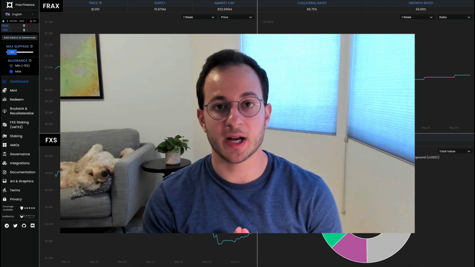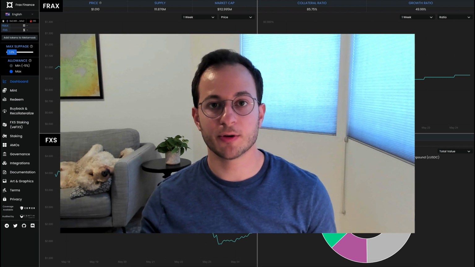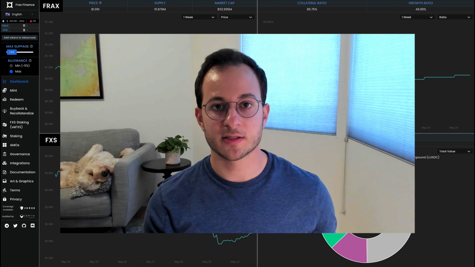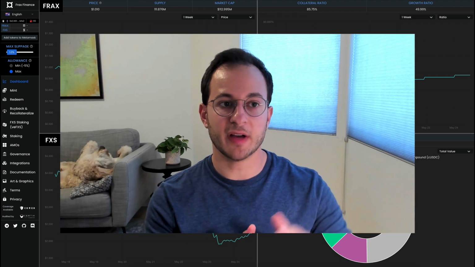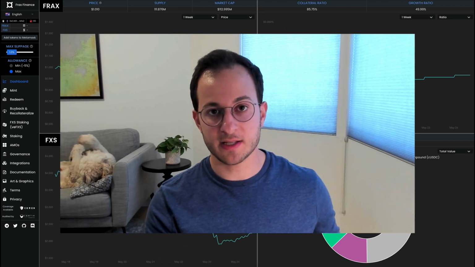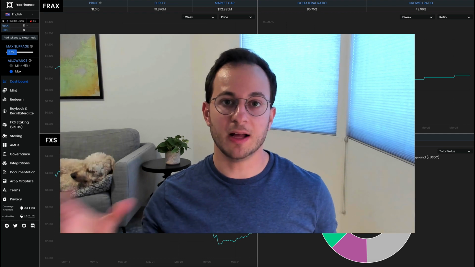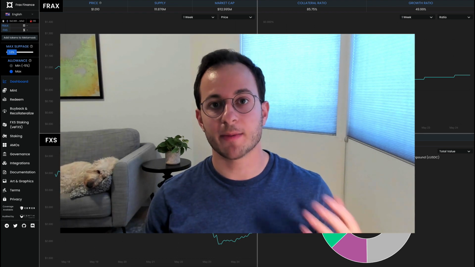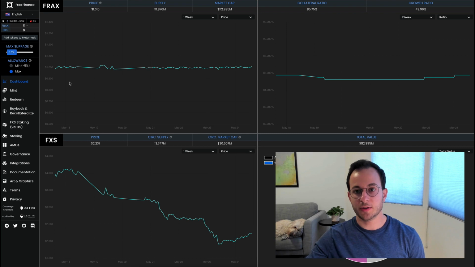Frax is basically trying to create an algorithmic stablecoin that's partially collateralized. What that means is that part of the value of Frax is backed by USDC, and the other part is purely algorithmic. So the goal here is to create a more capitally efficient stablecoin. You can see right now the collateral ratio is about 85%, which means that 85% of the value of Frax is backed by USDC, and the rest is backed by the protocol itself.